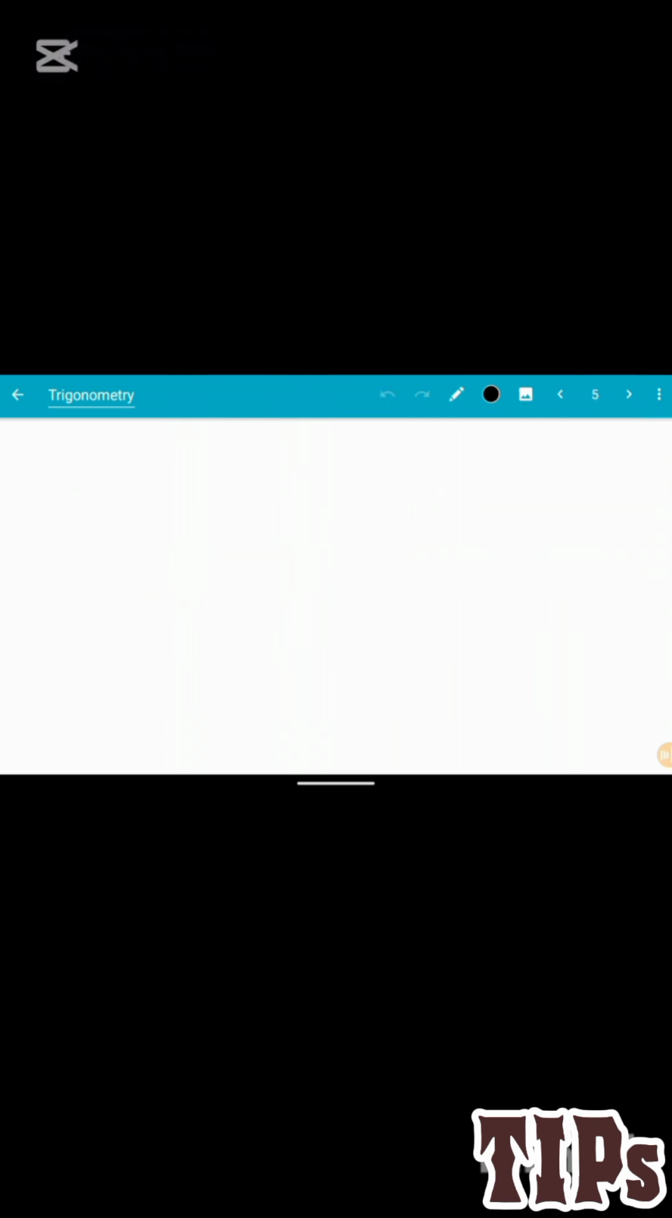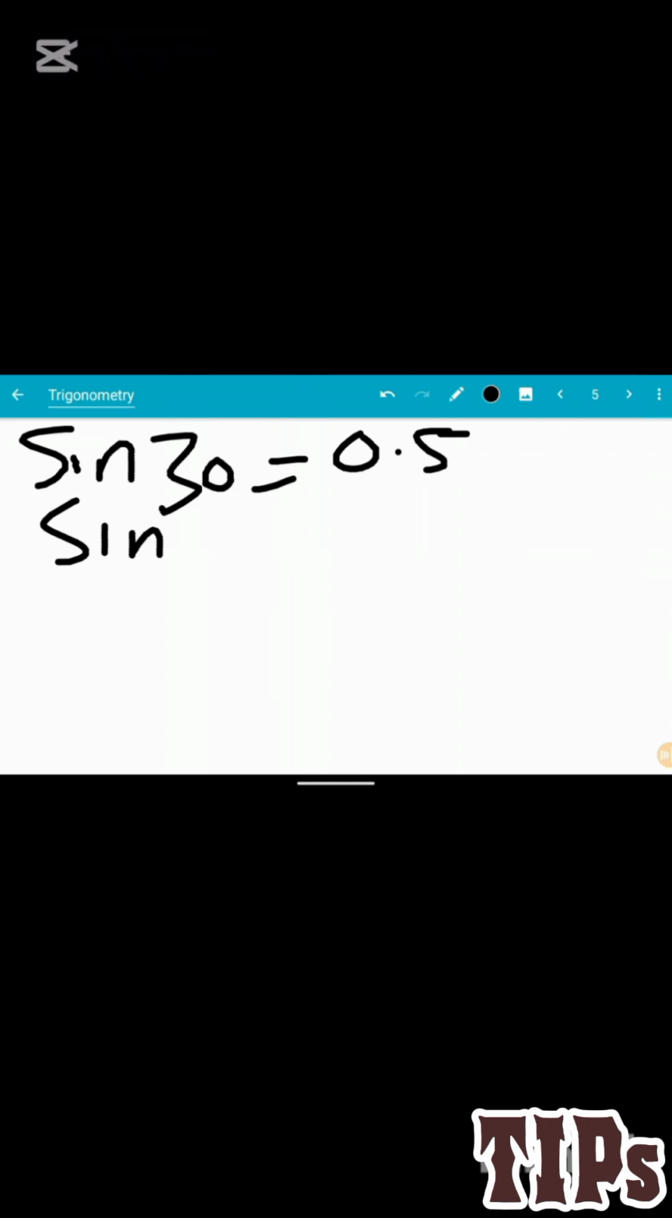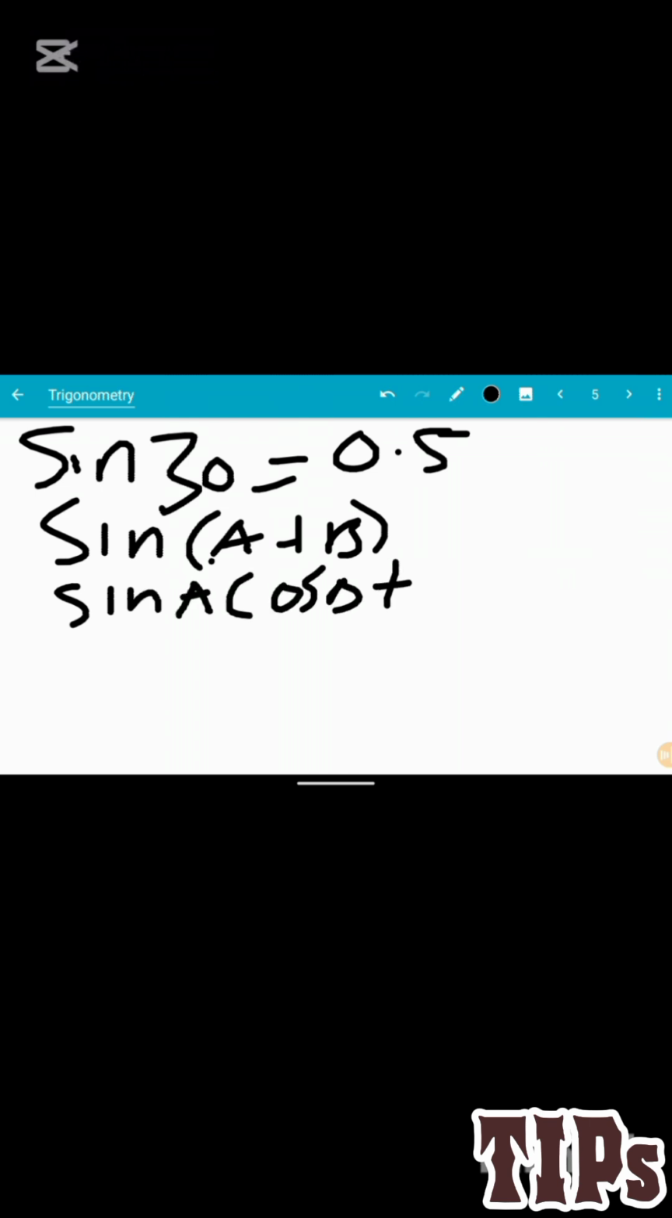We know that sine 30 is equal to 0.5. I'm really sure you know this. So we have a multiple angle formula, which we know that sine of A plus B is equal to sine A cos B plus cos A sine B. Yes, we need it. This is the equation that you need in order to solve this kind of problem.